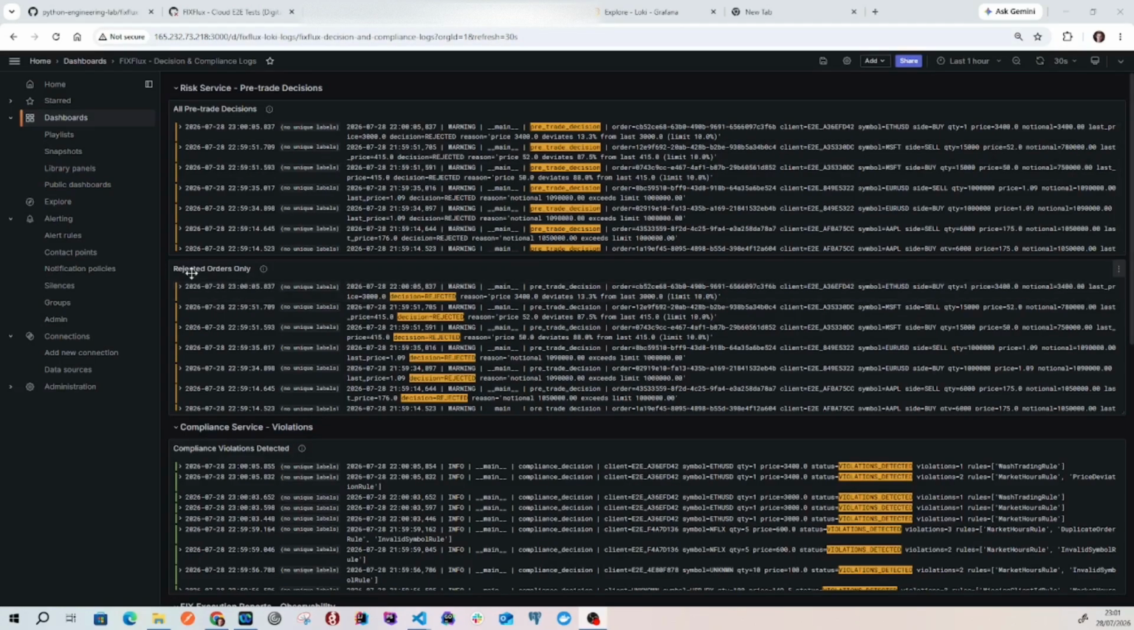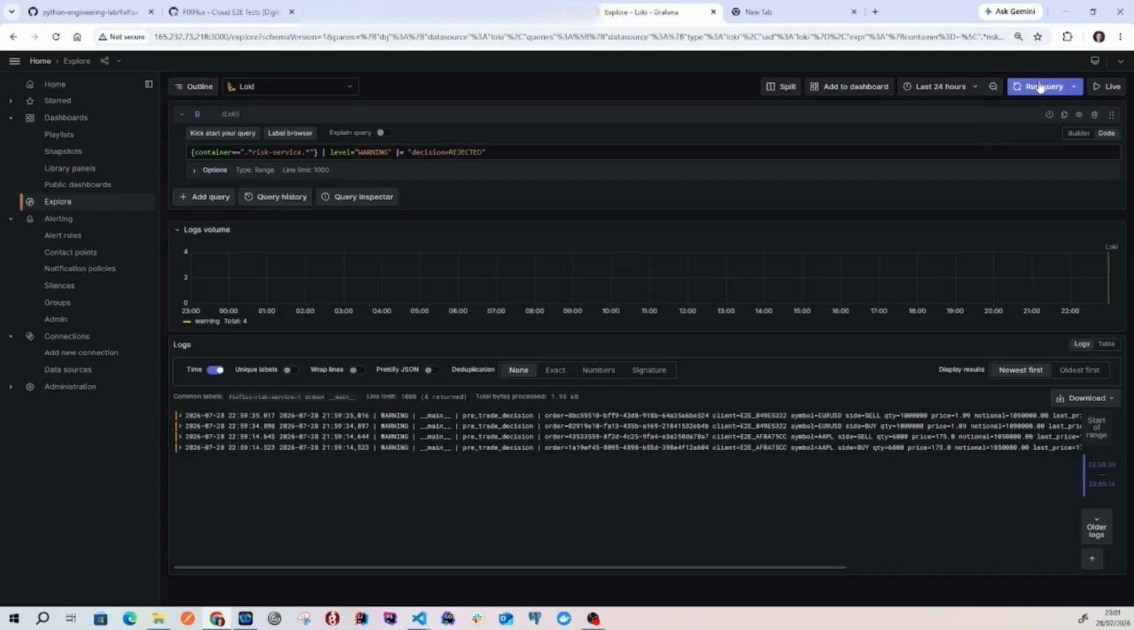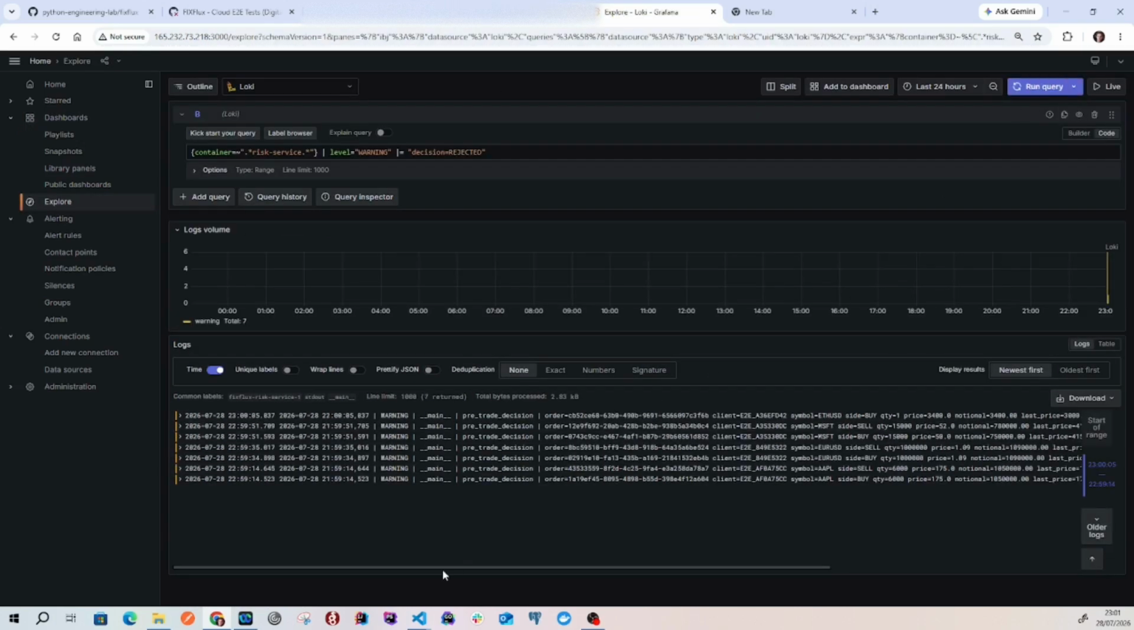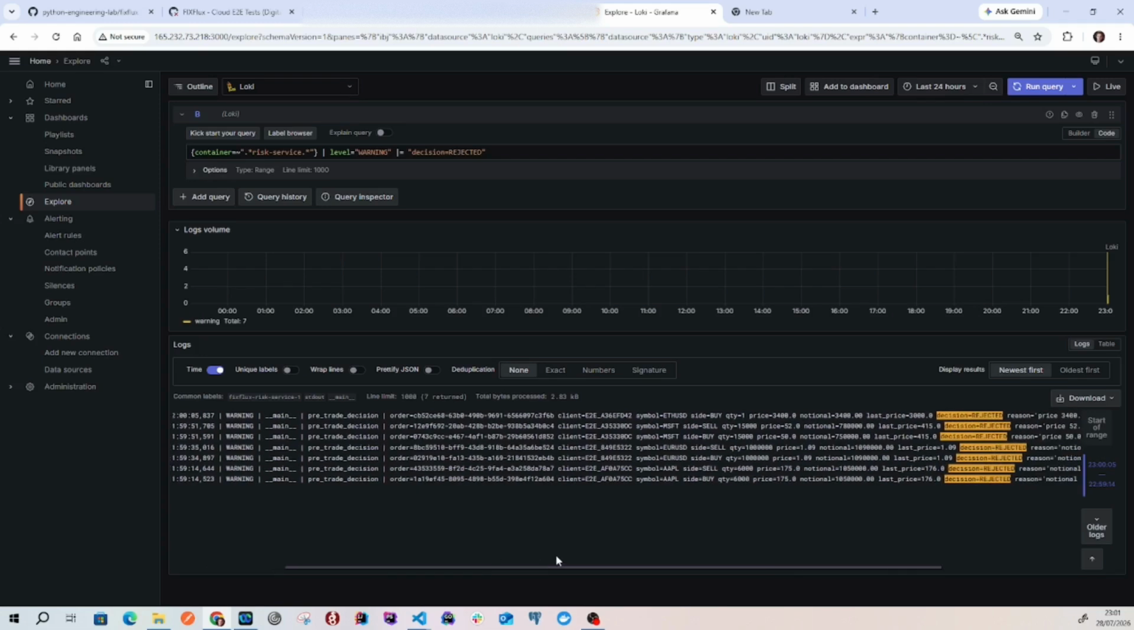This order never reached the matching engine, not because of a bug, because it broke a rule. Under MiFID II, every order has to clear pre-trade risk checks before it can touch the market. Let's see exactly how FIXFlux enforces that, in code.